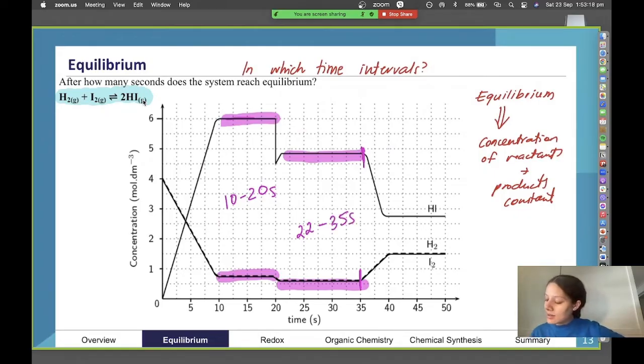And then our last one is from here to here. Again, we have to be quite careful about when we actually have everything staying constant. So the hydrogen and the iodine, those are constant from 40. Even though the HI is constant from a little bit earlier, we'll go from 40 because that's when they both are. And it goes until the end of the graph, so that's 50 seconds. So that's a good little revision on what equilibrium looks like on a concentration time graph.